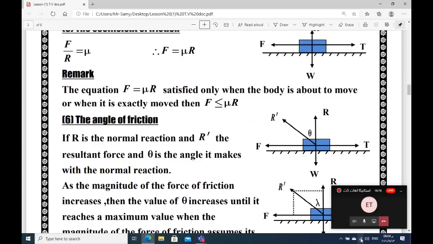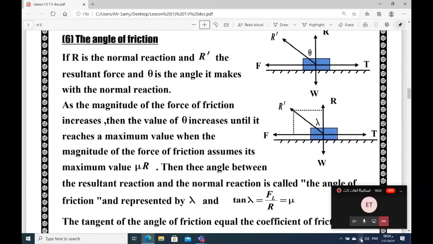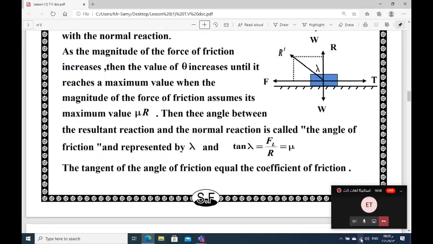Now we move to the angle of friction. What about the angle of friction, Mr. Sami? The angle of friction is the angle between the normal reaction of the body and the resultant reaction. And we said that the resultant reaction, symbolized by R dash, is the resultant of the normal reaction and the limit friction force. The angle between the resultant reaction and the normal reaction, الانجل دي is called the angle of friction. طيب لو أنا بصيت على الرسمة اللي قدامي دي يا ابنائنا، الزاوية lambda, the angle of friction, is included between R and R dash.